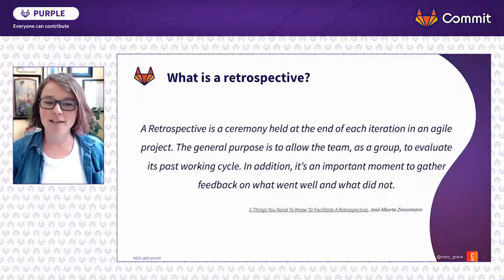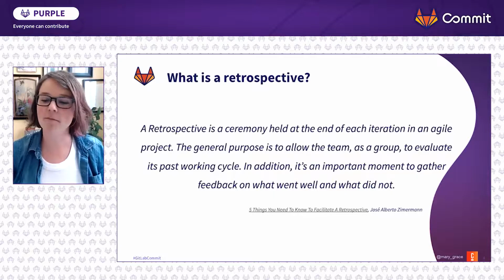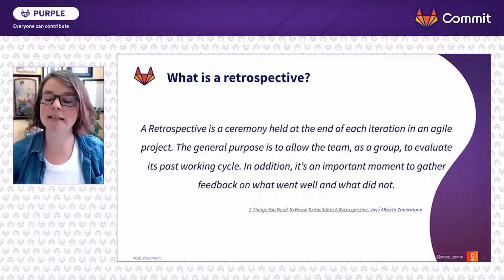I pulled this definition from the article, 5 Things You Need to Know to Facilitate a Retrospective by Jose Alberto Zimmerman. And he says, a retrospective is a ceremony held at the end of each iteration in an agile project. The general purpose is to allow the team as a group to evaluate its past working cycle. In addition, it's an important moment to gather feedback on what went well and what did not.